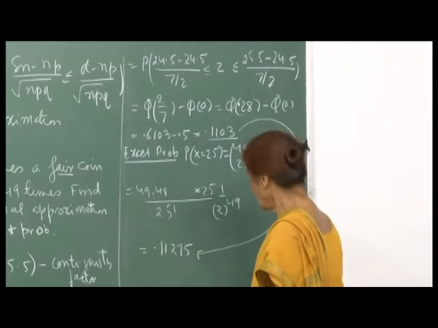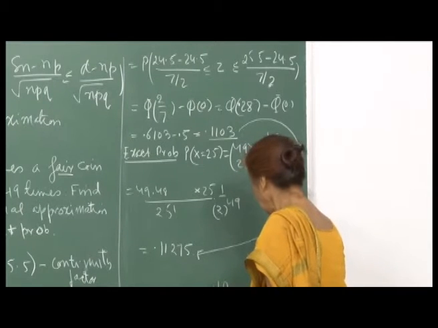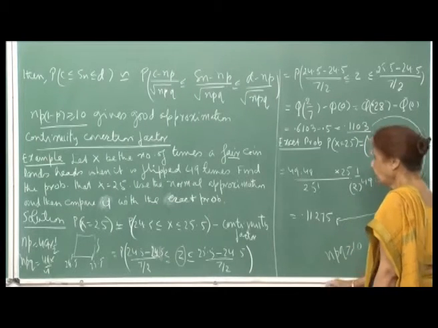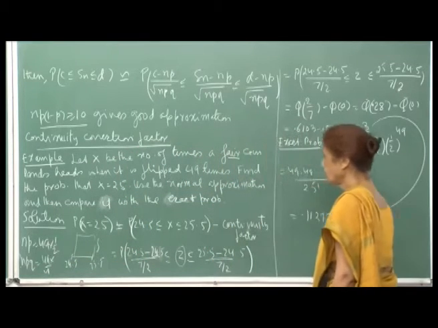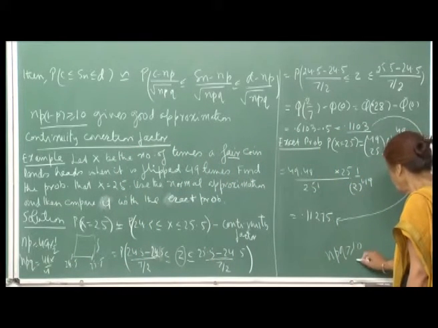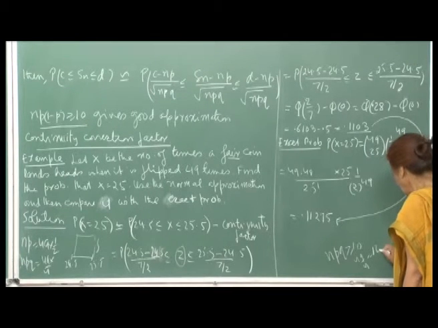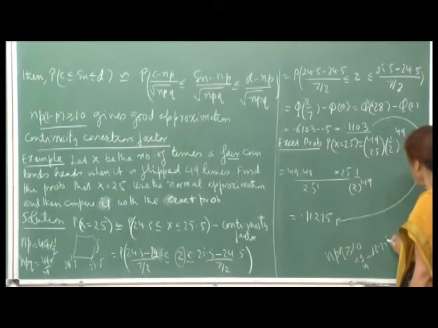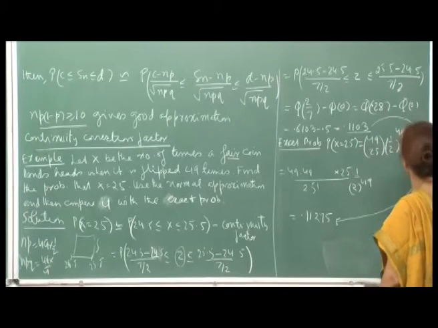And remember, the condition was that your npq must be greater than or equal to 10. So, in our case, what is our npq? npq, remember, is 49 by 4, which is 12 point something, 12 fours are 48, so 12.25 in fact. So, this is more than 10, and so we applied the approximation and this is the result that we got.